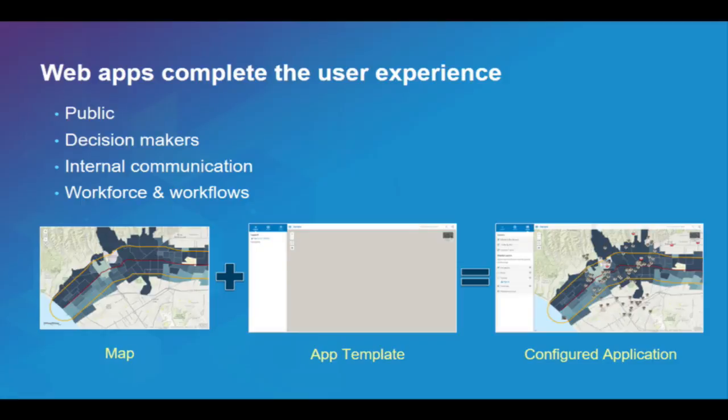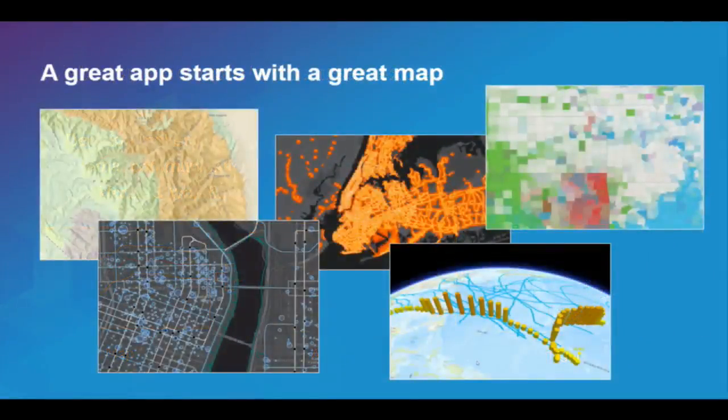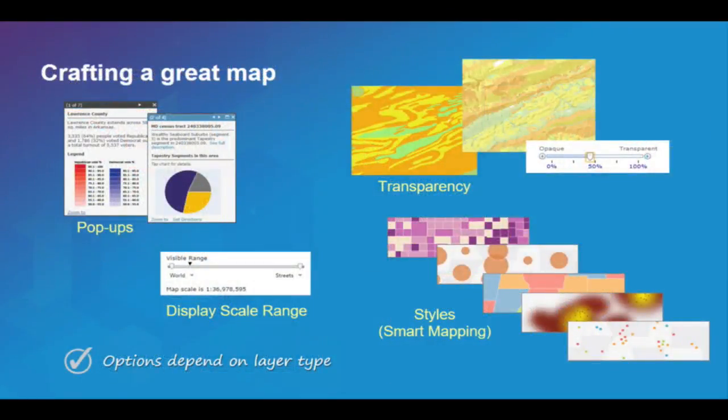So there's no programming required. There is source code available. We'll cover a little bit of that later on. But for the most part, it's as simple as working through a series of checkboxes or input fields to custom configure the application to suit your needs. As Ian and I often say, a great app starts with a great map. So step number one is crafting that great web map.